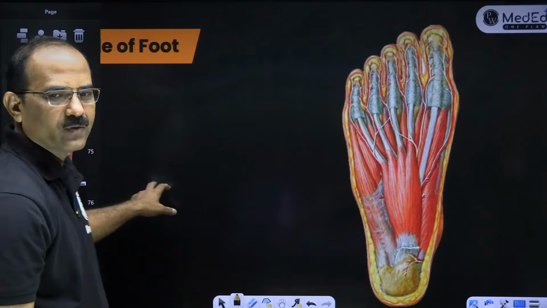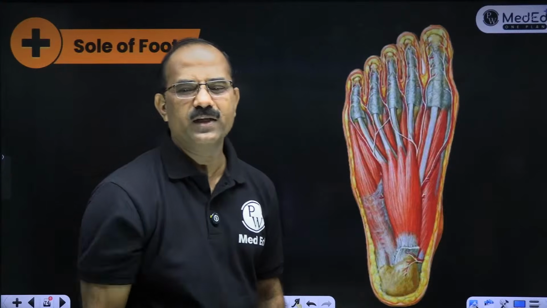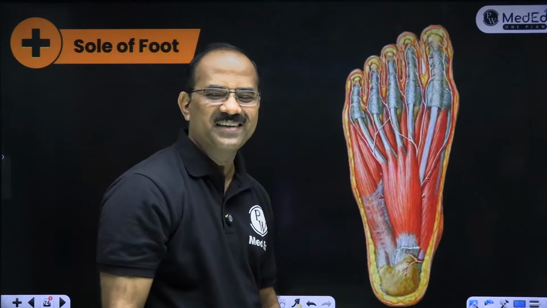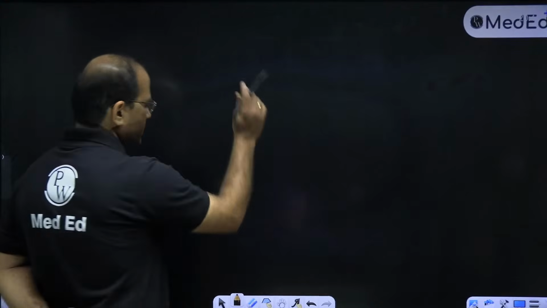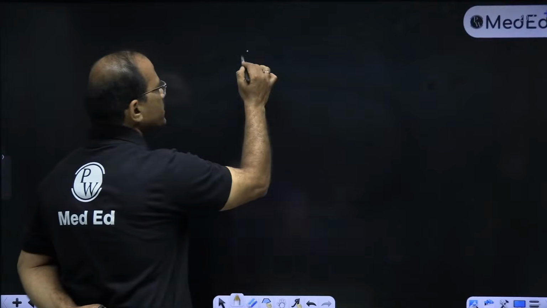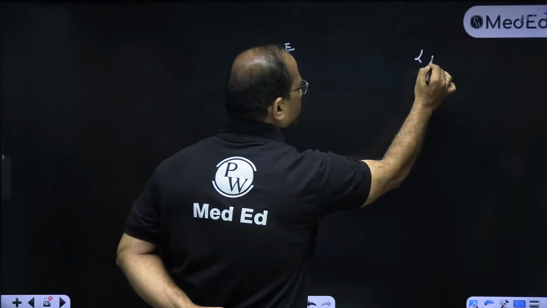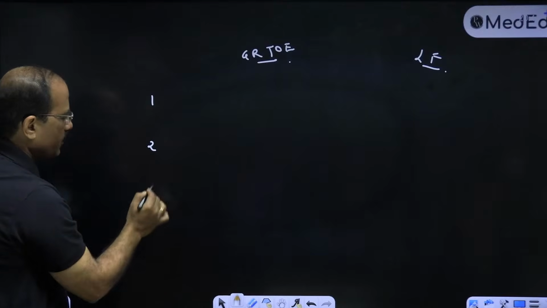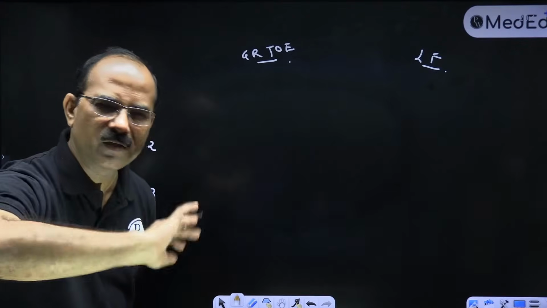So now we come to the layers of the sole. Layers of the sole, I'll say it in short. Now, this is the great toe. How will you remember it? This is the great toe, and that's the little finger. How many layers are there? There are 4 layers. 4 layers in the sole. Just remember it the way I'm telling you.